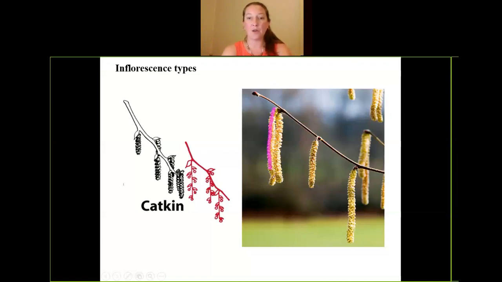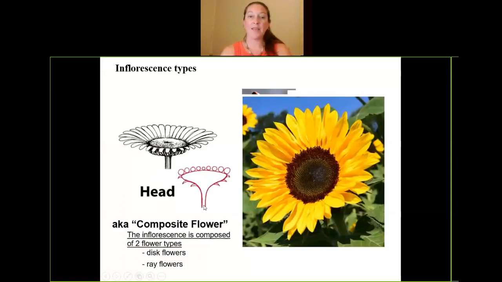But basically, they look a lot like Astrobolus. But believe it or not, these are actually flowers hanging down. And then this is cool.